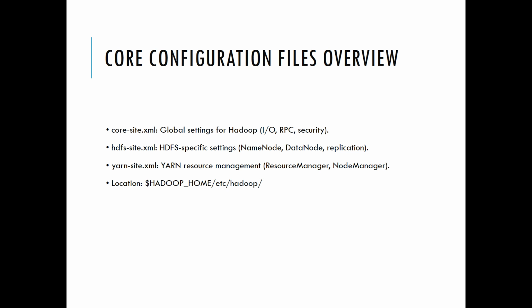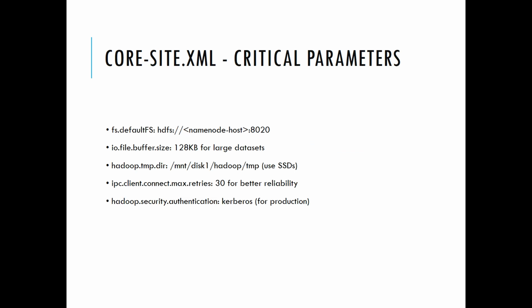Third, yarn-site.xml is responsible for managing YARN, Yet Another Resource Negotiator, which oversees cluster resource allocation via Resource Manager and Node Manager. These configuration files are typically located in the Hadoop configuration directory, which is $HADOOP_HOME/etc/hadoop. Let's now examine the core-site.xml file in detail.